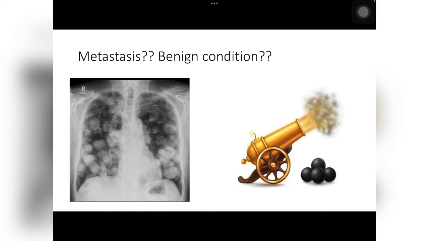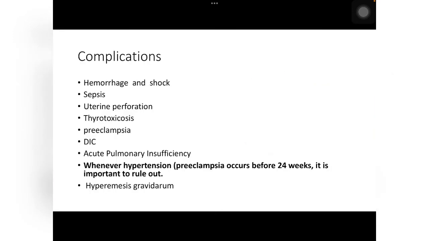So why was chest X-ray important? Even though I have told you that molar pregnancy is a benign condition, it can metastasize to the lungs. These are called cannonball mets. This is a cannon, right? It resembles a cannonball. Cannonball metastasis is very common in molar pregnancy. So get a baseline chest X-ray done.